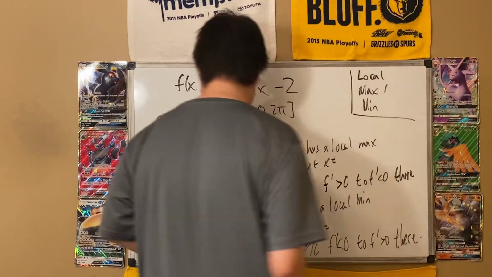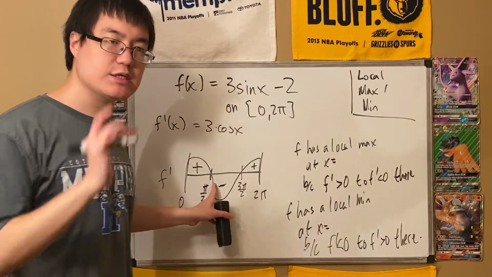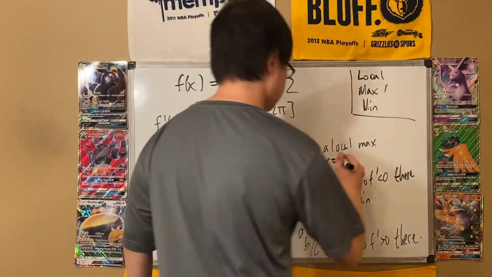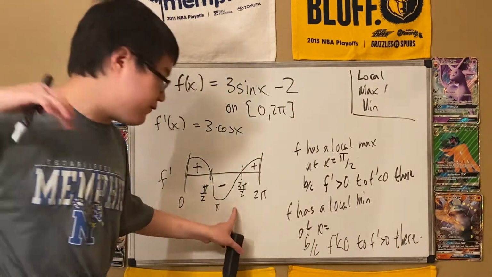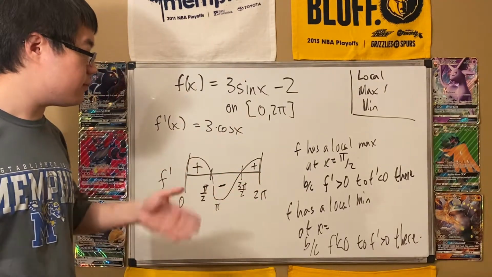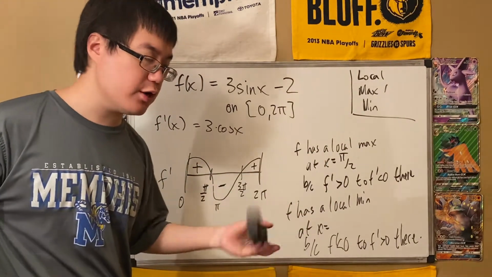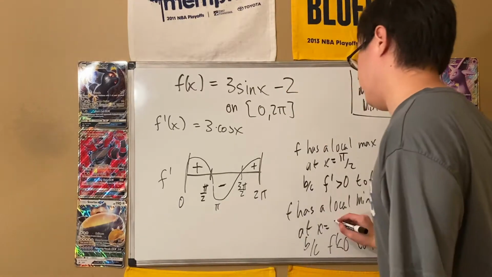So what is it going to be? Well, it looks like this first one, you're going positive to negative, meaning f prime, positive slope and negative slope. That must mean that this is a local max. So this is pi over 2. And then, because we're going from negative to positive, this must mean that it's a relative minimum or a local minimum because you're running downhill and then uphill. What did you just run over? You're running over a valley, not a hill. So it looks like this one is going to be 3 pi over 2.